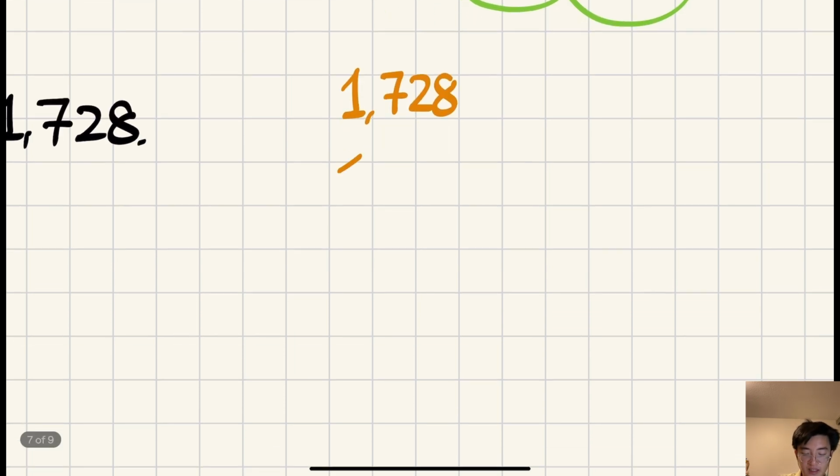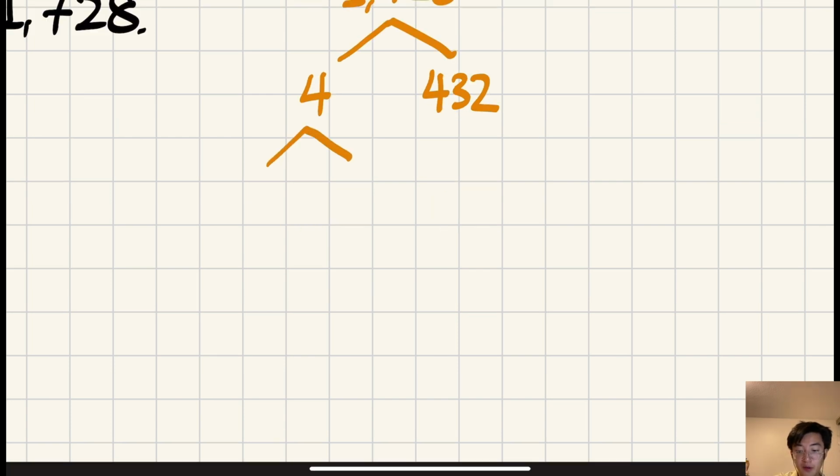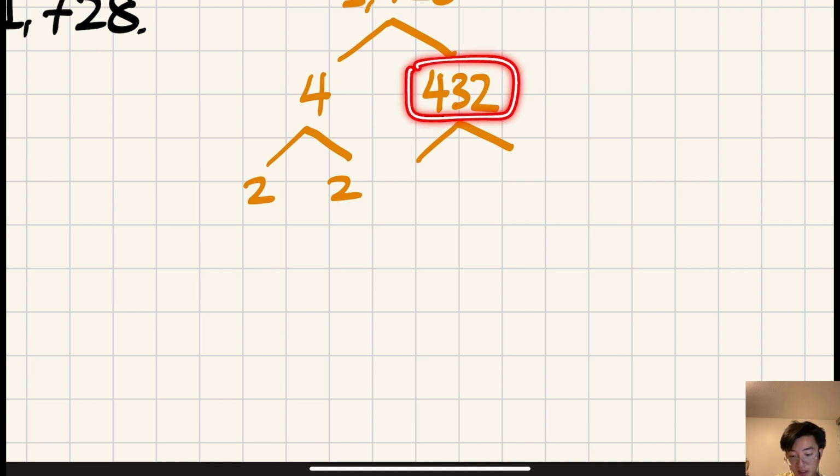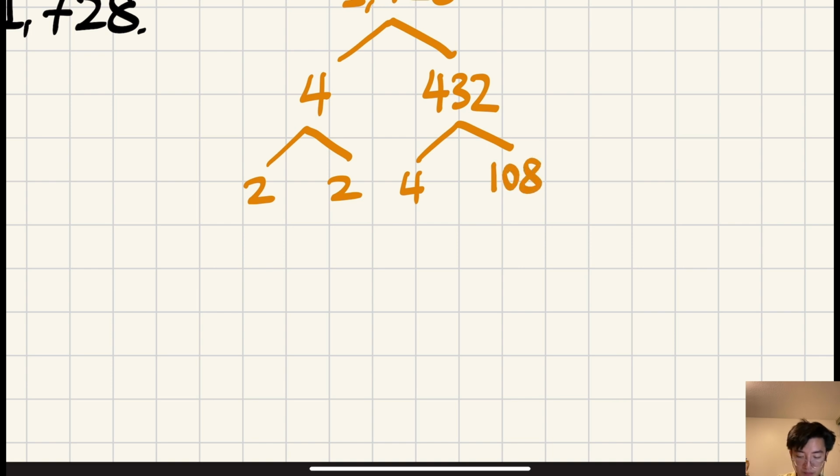So 1,728. Just to speed things up a bit, we know this number is divisible by 4 because the last two digits are 28, which is divisible by 4, which means the whole number is divisible by 4. Here's a fun trick for you. We divide that by 4 and we have 432. 4 breaks down into 2 times 2. 432 ends in 32, which is divisible by 4, so this whole number is also divisible by 4. That divided by 4 is 108.